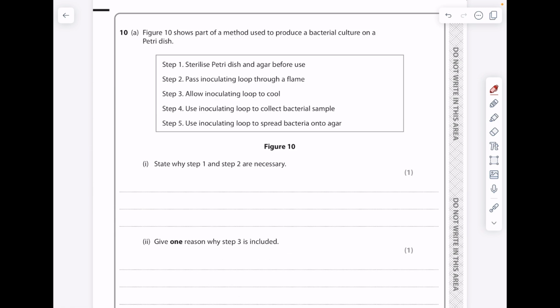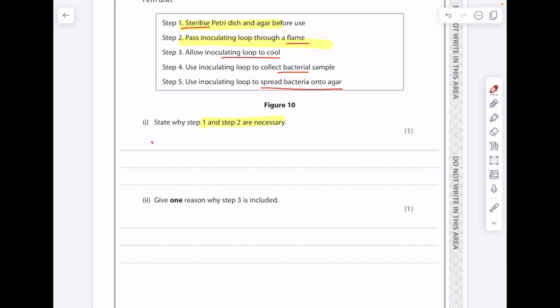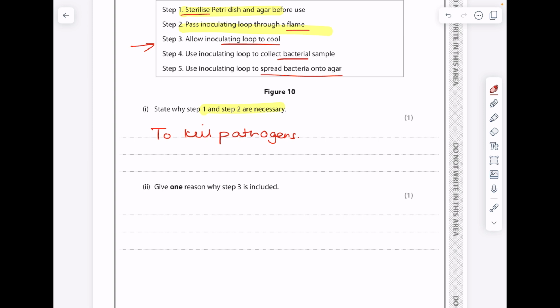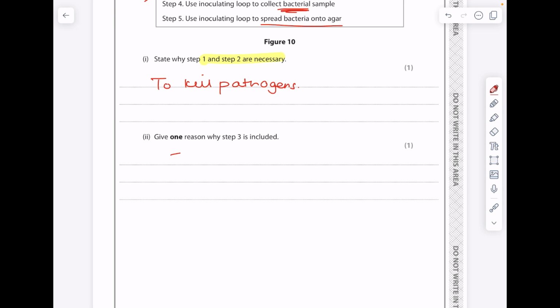Figure 10 shows part of a method used to produce a bacterial culture on a Petri dish. Sterilize Petri dish in agar, pass inoculating loop through flame, allow inoculating loop to cool, use loop to collect bacterial sample, use inoculating loop to spread bacteria onto agar. State why steps 1 and 2 are necessary. This is all about killing any pathogens which could contaminate our sample. Give 1 reason why step 3 is included. Well, it's important that the inoculating loop is allowed to cool in order to prevent the killing of the bacterial sample we're interested in.